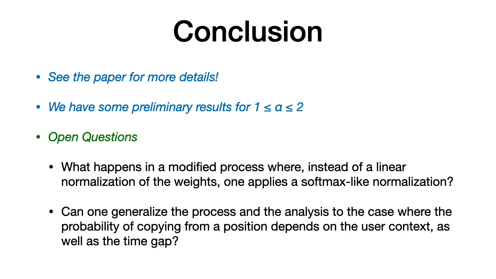We do have some preliminary results for alpha bounded between 1 and 2. We also have a bunch of open questions that revolve around generalizations of the model. For instance, what happens in a modified process where instead of a linear normalization of the weights, one applies a softmax-like normalization? Also, can one generalize the process and the analysis to the case where the probability of copying from a position also depends on the user context and whichever token is in that particular position?